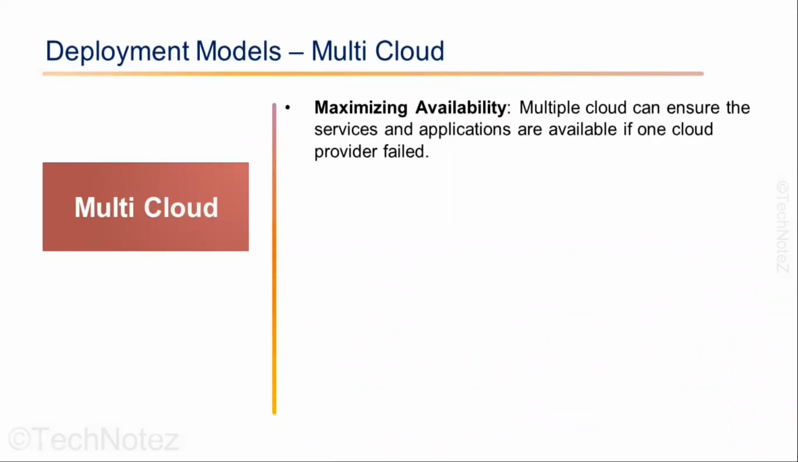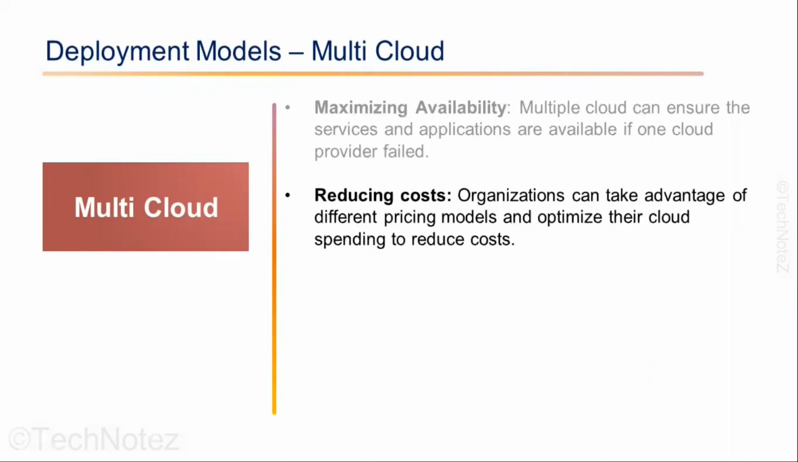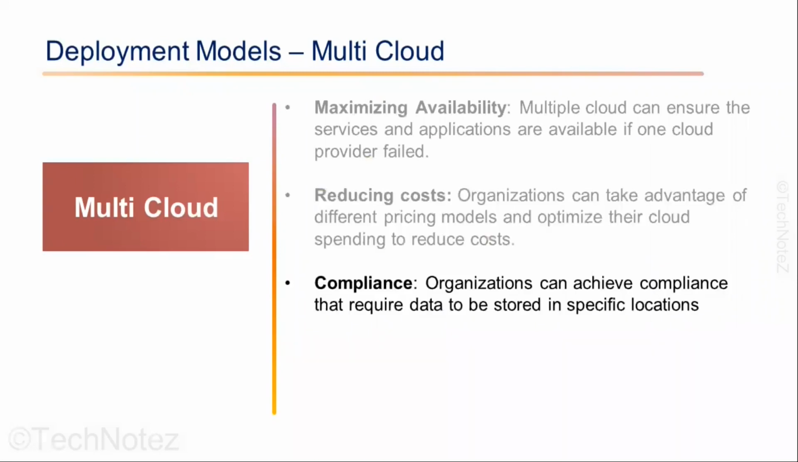Maximum availability. By using the multiple cloud providers, organizations can ensure that their services and applications are available even if one cloud provider fails. Reducing the cost. By using multiple cloud providers, organizations can take advantage of different pricing models and optimize their cloud spending to reduce the cost. Compliance. Organizations can achieve the compliance and regulations that require data to be stored in specific location or require certain security measures to be implemented.